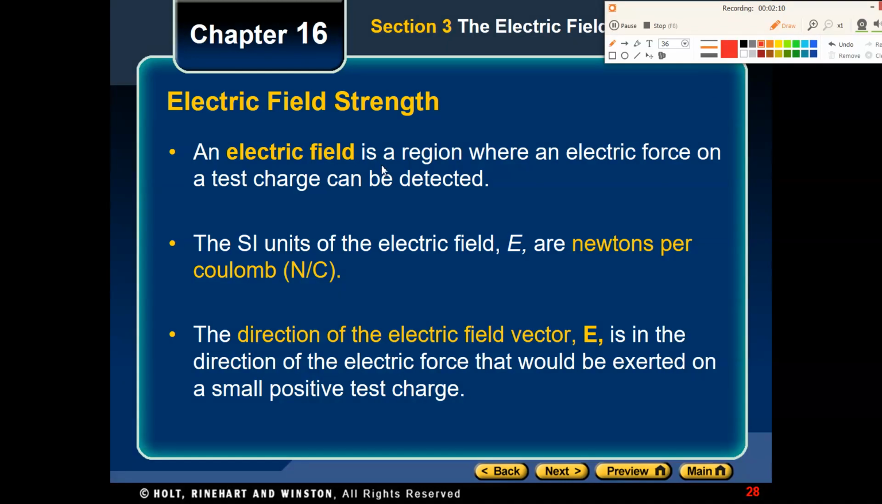Right, so the electric field is very similar to the gravitational field. A charged particle is going to experience a force in an electric field. The unit is Newton per Coulomb. On the next slide, I'll explain how you can figure out the unit Newton per Coulomb.